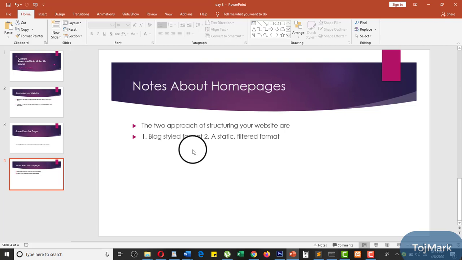And second, the static filter format. A static filter format is where there is some content that we have written, and maybe it is very, very popular. People are reading about it, and you want to place it on your homepage. Then there's a way you can edit your homepage and place the content that you would like to be on it.